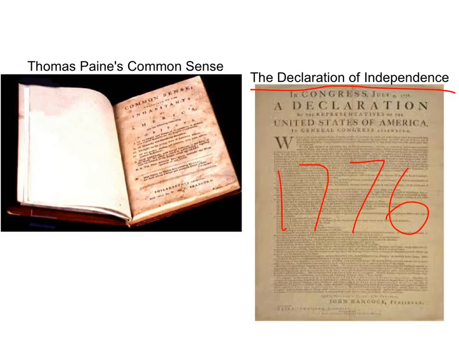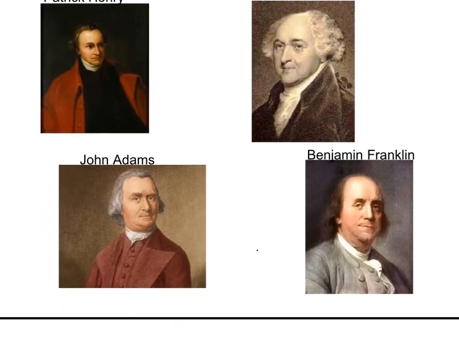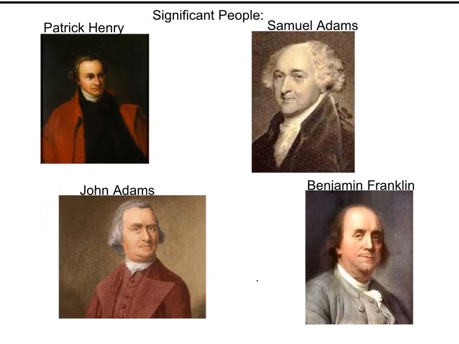Thomas Paine's Common Sense was a book that advocated colonial independence, which is what he stood for. Patrick Henry explained that there was corruption in the government, and he gave his famous speech, "Give me liberty or give me death," with Thomas Paine and Samuel Adams.